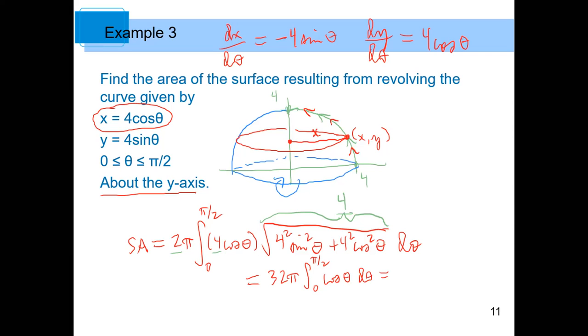So finally, it's going to be 32 pi. What is the antiderivative of cosine? Sine. Sine theta evaluated between 0 and pi over 2. Well, sine of 0 is 0. What's the sine of pi over 2?